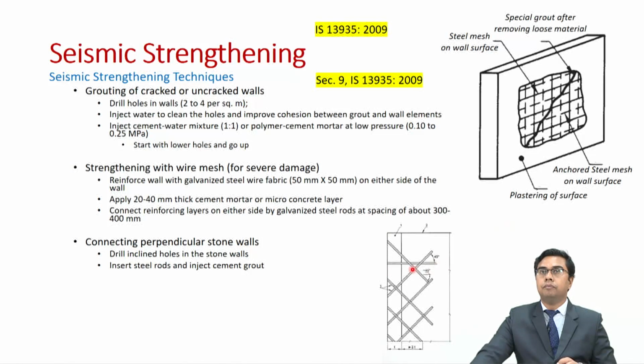Then in case of stone masonry walls, you have perpendicular walls like this, and if we want to connect them for good behavior during an earthquake, you need to have good connection between different components, as we have seen in the last slide. In that case, we will drill inclined holes in the stone walls and we will insert steel rods and inject cement grout. Okay.